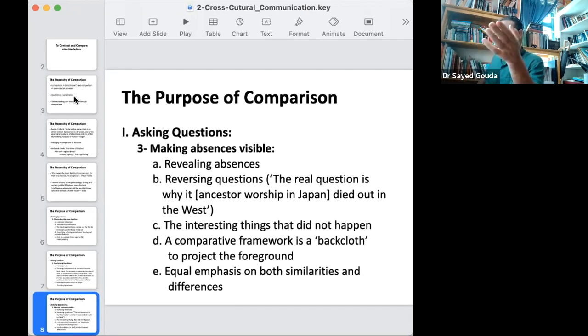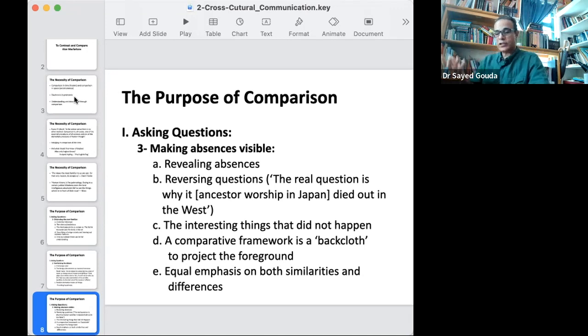If someone asked the scholar about the ancestor worship in Japan, why does it still exist in Japan? And he turned the question upside down and he said, this is not an interesting question. The interesting question is to ask why it died out in the West. Why it died out. So here you ask about what is missing. You don't only have to ask about the things you experience. You can also ask about the things that do not exist, the things that are missing, the absent things.